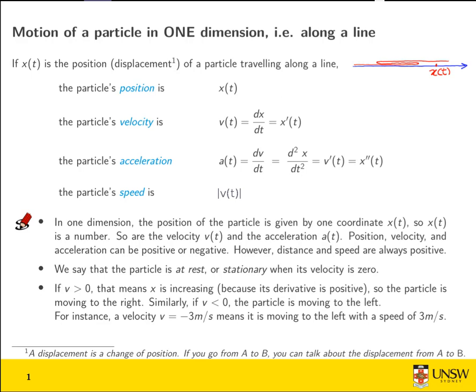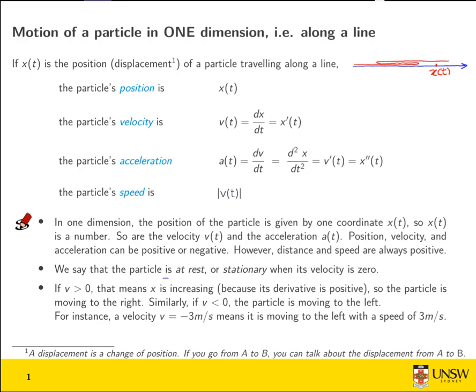If I tell you that a particle has a velocity of minus 3 meters per second, it means that the speed is 3 meters per second, and the fact that v is negative means that x is decreasing. So if x is decreasing, that's because your particle is moving to the left. So the sign tells you in which direction the particle is moving, and the absolute value tells you what the speed is.